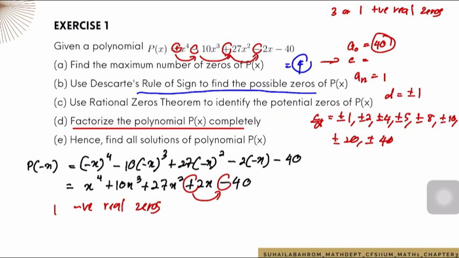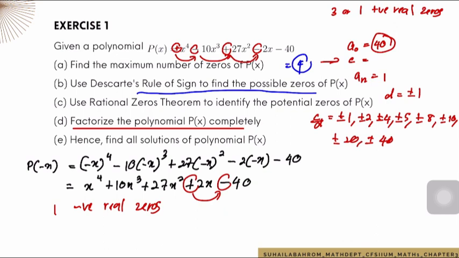So for example, how can we know? You can test one of the values. If you want to test one of the values, you have to make sure you test the lowest values first. So don't try out the value of 40. For example, we test the values of 1 or negative 1, 2 or negative 2. If we have half, we can try out the value of half.